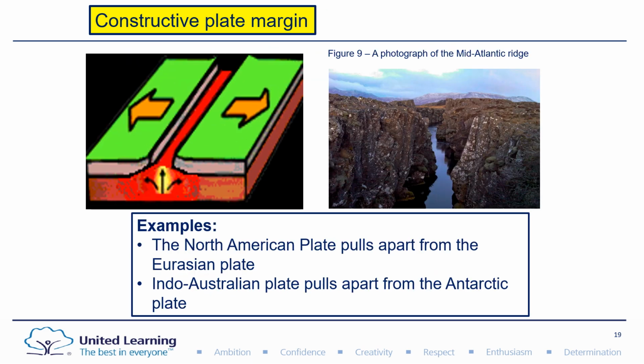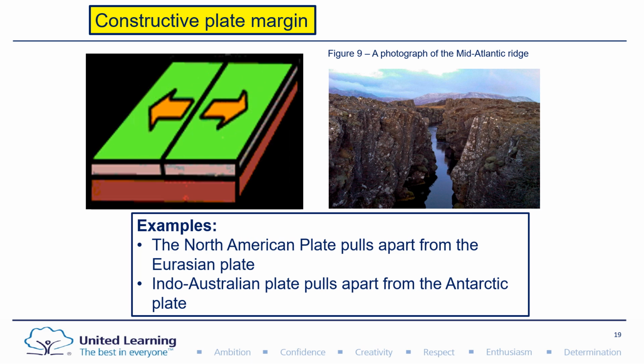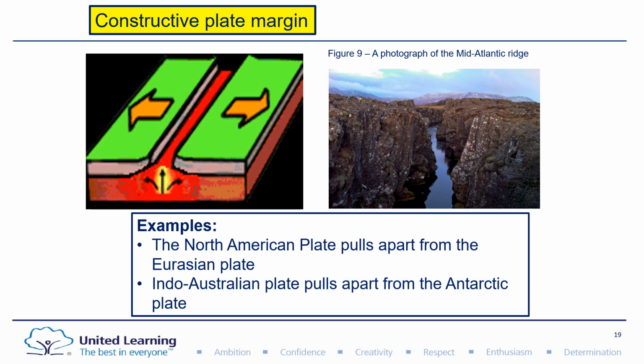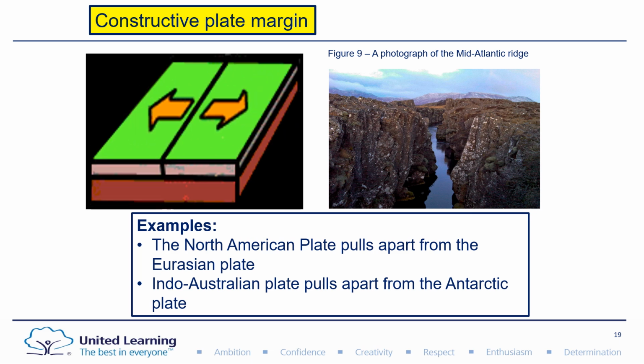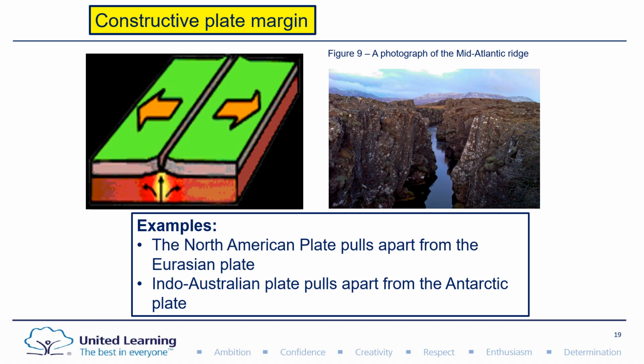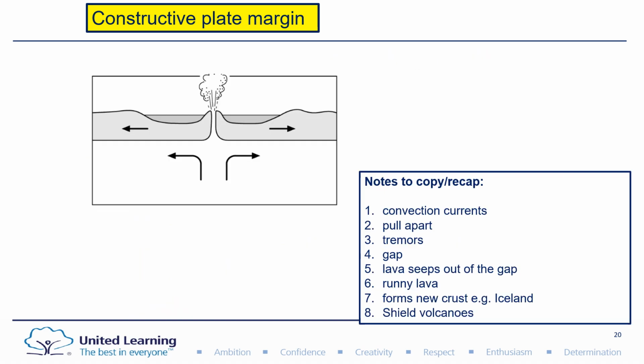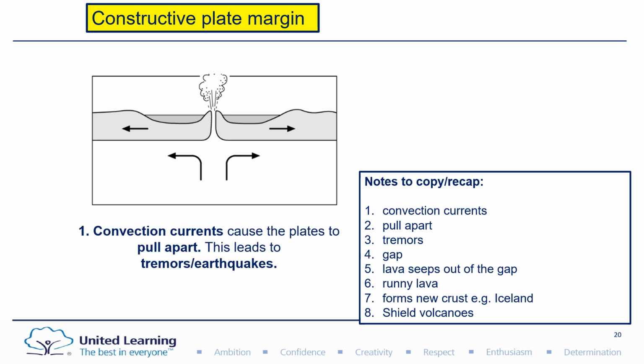And finally, we get a constructive plate margin. If you look at the image here, we can see the tectonic plates are moving away from one another. An example is the Mid-Atlantic Ridge in the Atlantic, where the North American plate and Eurasian plate pull apart from one another. So again, copy the diagram and label as we go. Step 1, the convection currents in the mantle pull the plates apart. As the plates are moving apart, this can lead to small tremors known as earthquakes.